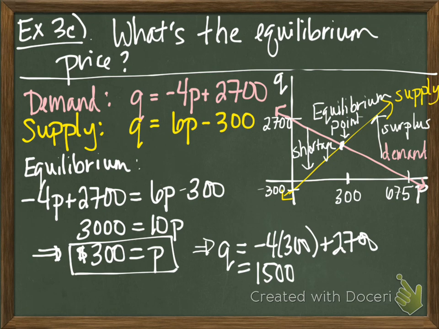So the ideal price that we should set the phone at, based on these demand and supply curves, is going to be $300 per phone. And at that price, we estimate that we're going to sell and supply 1.5 million phones.